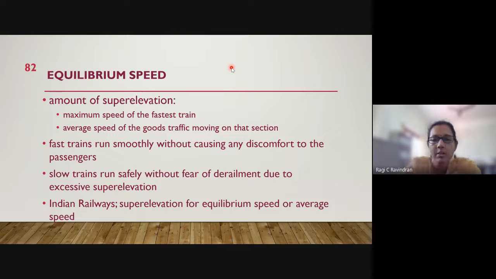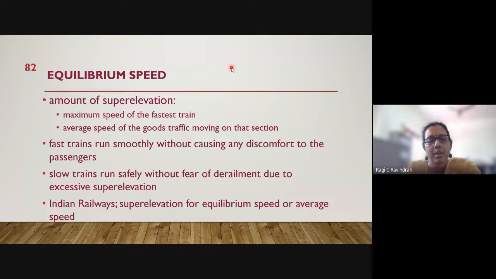Of course you can provide an entirely separate track for the fastest train, but when you are comparing other trains, you won't be able to provide separate tracks depending upon the speed of the train. So whenever you are designing this railway track or super elevation, you need to think of an equilibrium speed.